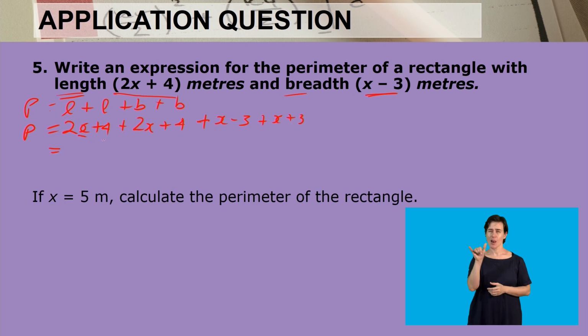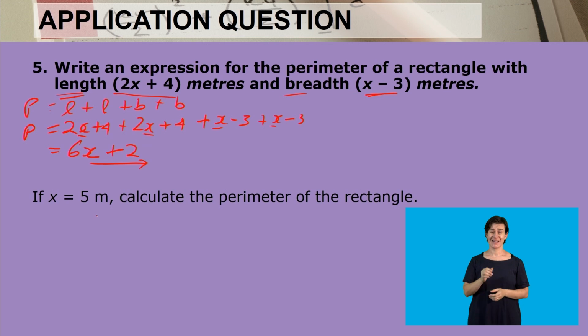So like terms, x: 2x plus 2x plus x plus x, 2 plus 2 is 4 plus 1 plus 1 is 6x, and then 4 plus 4 is 8. My apologies here, it's a negative 3. 4 plus 4 is 8, minus 3 is 5, minus 3 is 2. So it would be plus 2, 6x plus 2. That is the expression for the perimeter.